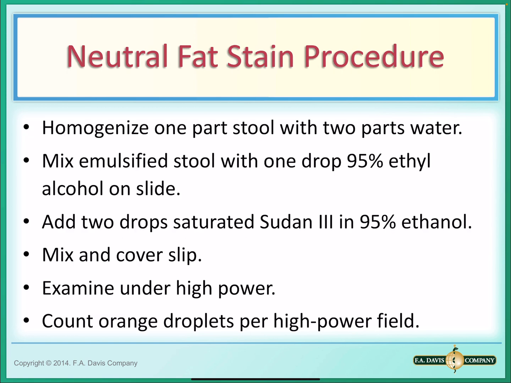Here is the procedure for the neutral fat stain. You homogenize 1 part stool with 2 parts water. You mix the emulsified stool with 1 drop of 95% ethyl alcohol on the slide. You add 2 drops of saturated Sudan III in 95% ethanol. You mix and apply the cover slip. You will then examine the slide under high power and count the orange droplets per high power field.